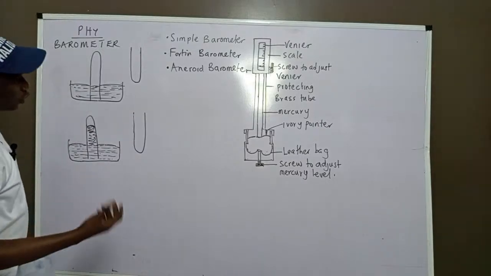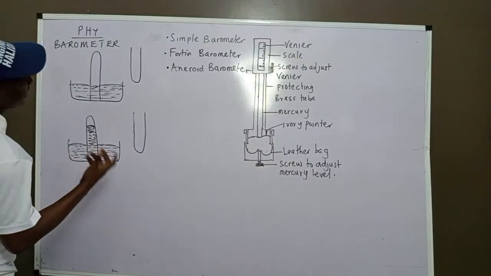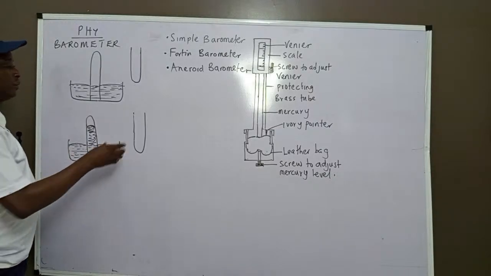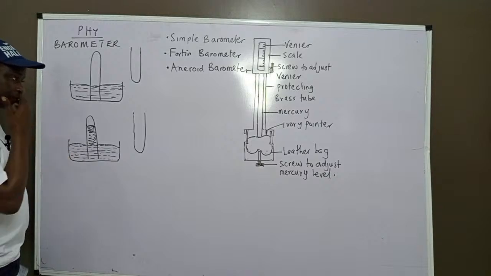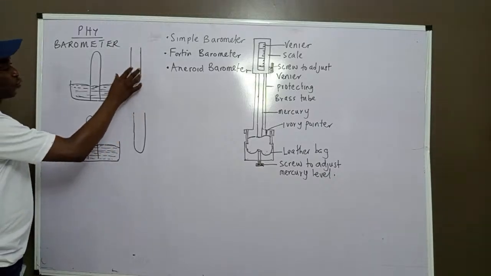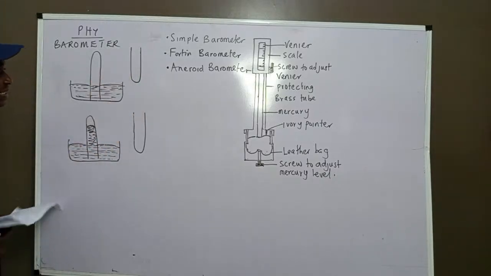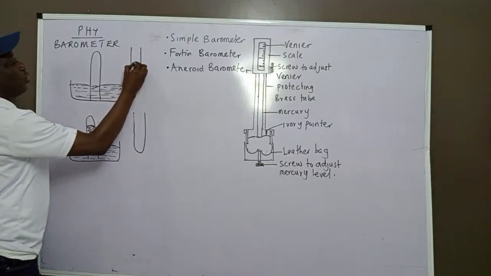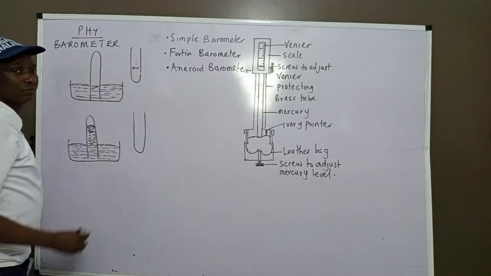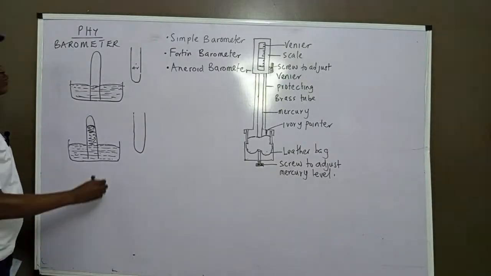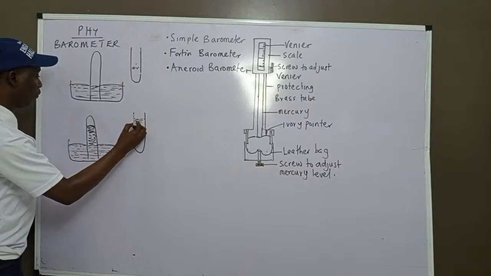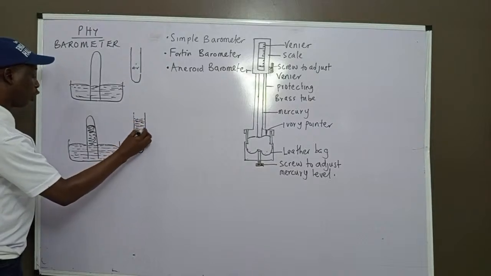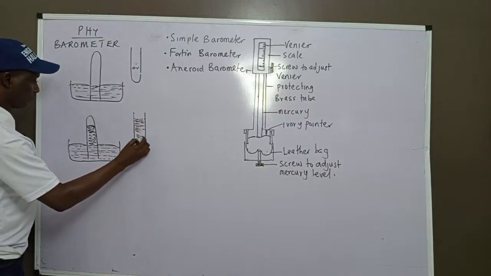And how is it constructed? It is very easy to construct. I have two diagrams here that I want to use to show it. The first one is a tube filled with air. Now we fill it with mercury. Fill the test tube, or a long tube, with mercury.